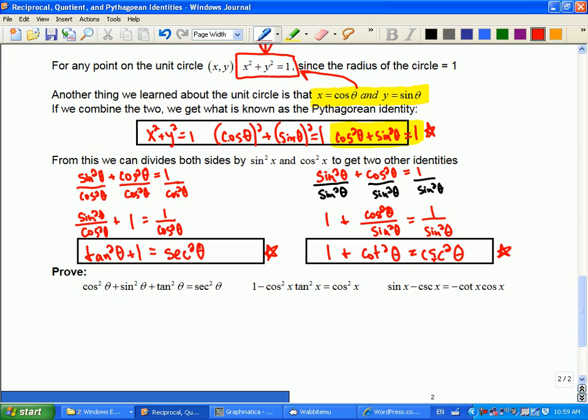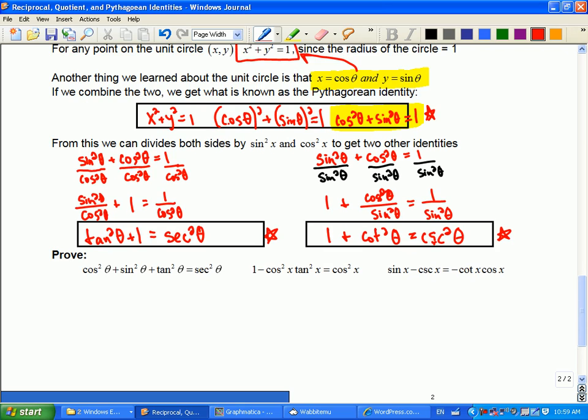So we can use these now to, is that better? Okay. We can use these now to prove some new things about these identities here. Like, for example, all of this is apparently equal to the secant squared of theta. How do you think we could prove that?